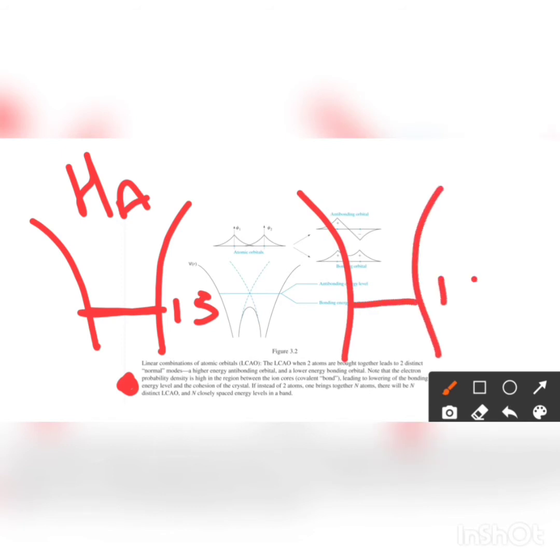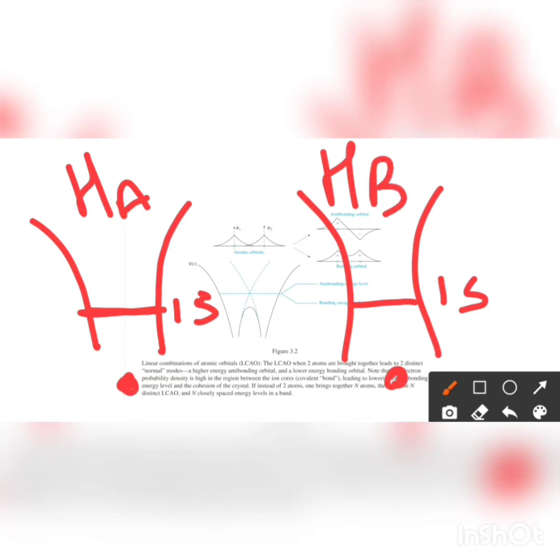silicon atom. In the same way, if I draw the energy level of a hydrogen atom, it will be like this. This is a nucleus and only one s level. The atomic number of hydrogen is 1, so the energy level is only 1s. So this is the energy level of the first hydrogen atom, and this is the 1s level of the nucleus of the second hydrogen atom. So what will happen if these two atoms are brought together?